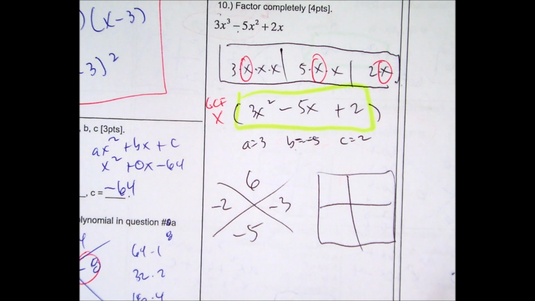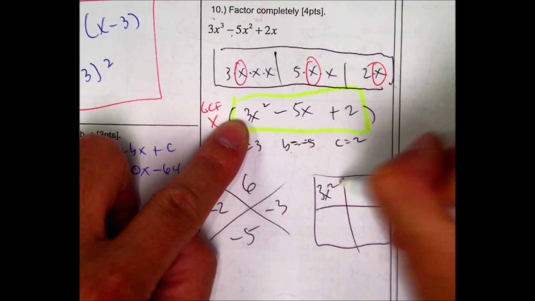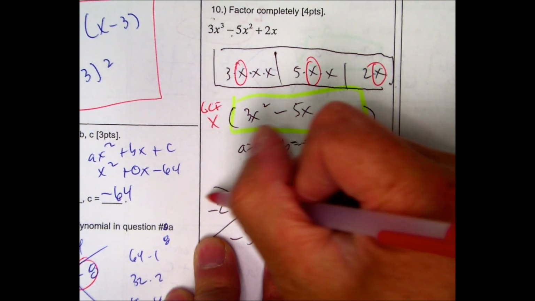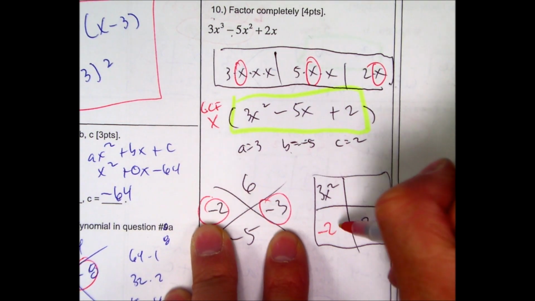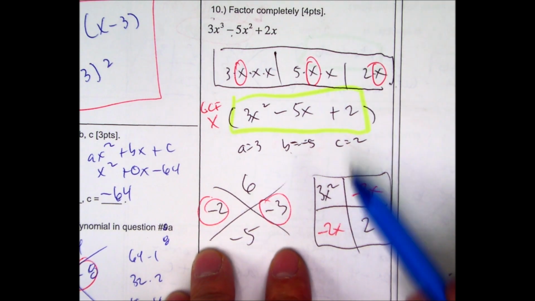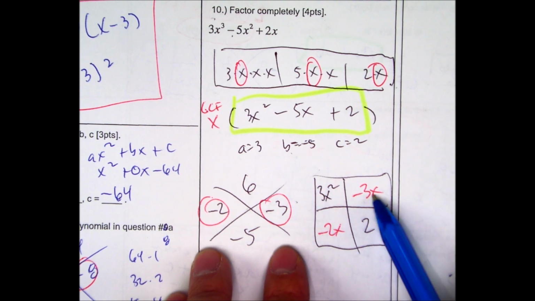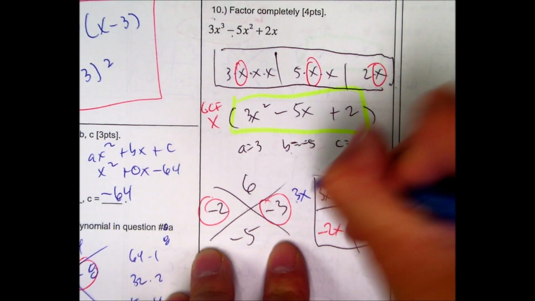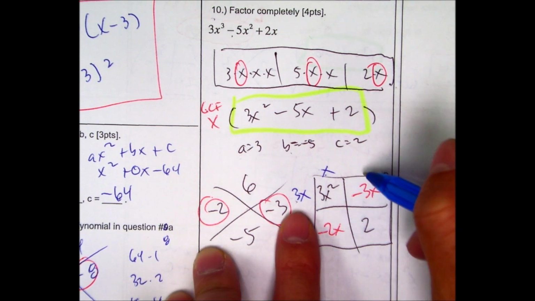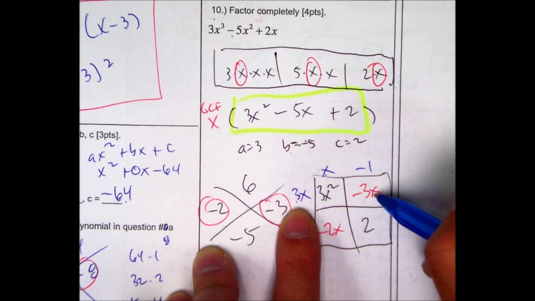Let's do the box. Always top left, 3x squared. Positive 2 always goes in the bottom right. These two numbers, just put it there, and an x. And I need to figure out if the 3 is going to go onto the left or the top. I'm going to pick the left because I notice they both have a 3 there. So 3x, this is an x. X times negative 2 gives you negative 2x. This is going to be a negative 1. Negative 1 times 3x gives you a negative 3x.